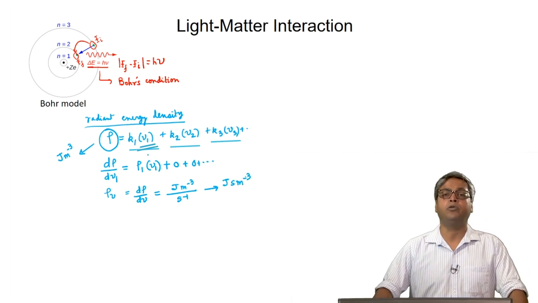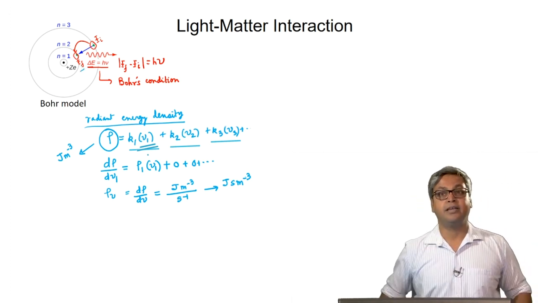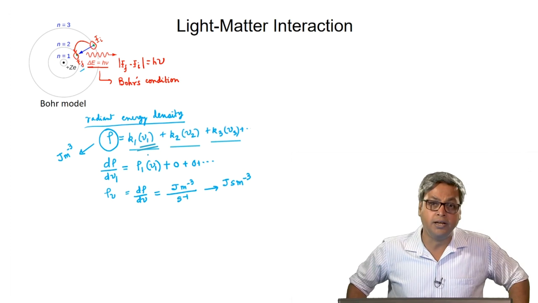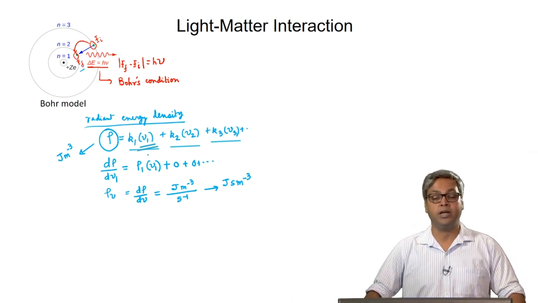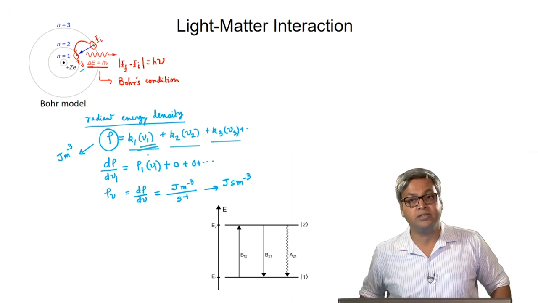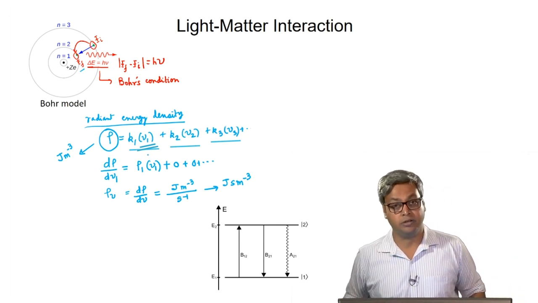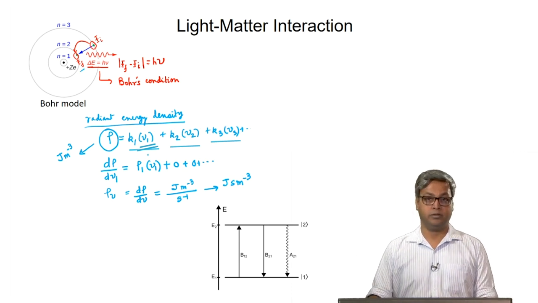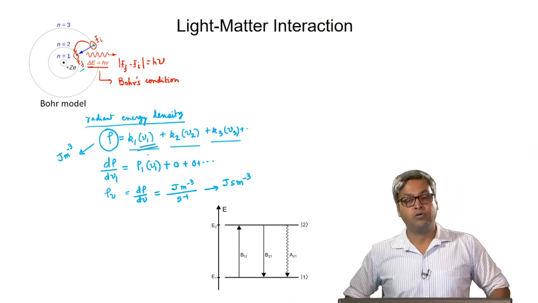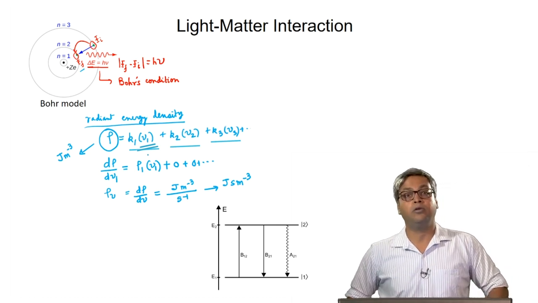We can think that there can be two kinds of transitions between two stationary states. For example, when EF is higher in energy than EI, the process is known as absorption. And when EF is lower in energy than EI, the process is known as emission. But Einstein further divided the emission process into two types, stimulated emission and spontaneous emission. In stimulated emission, light stimulates the emission process. That is, we need light for this kind of emission to occur. On the other hand, for spontaneous emission, we do not need light. That is, atoms or molecules from a higher energy state can come down spontaneously to a lower energy state.